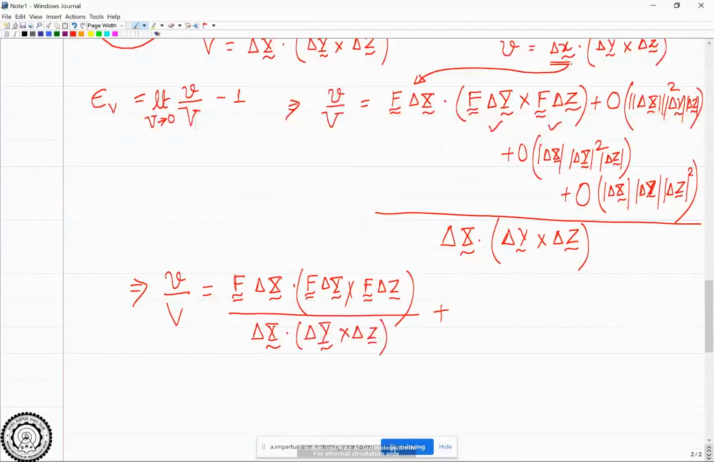So what you are dividing by is of the order of delta X into delta Y into delta Z. So what happens to the error term finally? Sir, big O of delta x plus big O of delta y plus big O of delta z, something like that. Is that Devjit? Yes, sir. Okay, very good. So this becomes big O delta capital X plus big O delta capital Y plus big O delta capital Z. Okay.